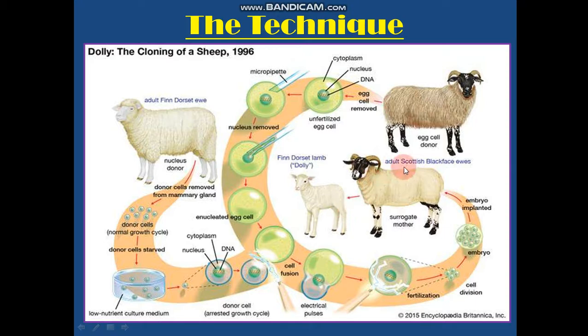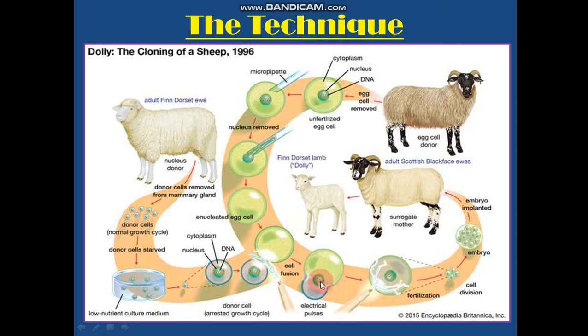You need to understand how many mothers are there: one, two, and three. The first mother was the nucleus donor whose mammary gland cells were taken, and these mammary gland cells were starved, and when they were starved, most of the nucleus content was lost and it was ready for the fusion. The other mother was the egg donor. Unfertilized eggs were taken, enucleated by a micropipette, and then fused with the starved cell.